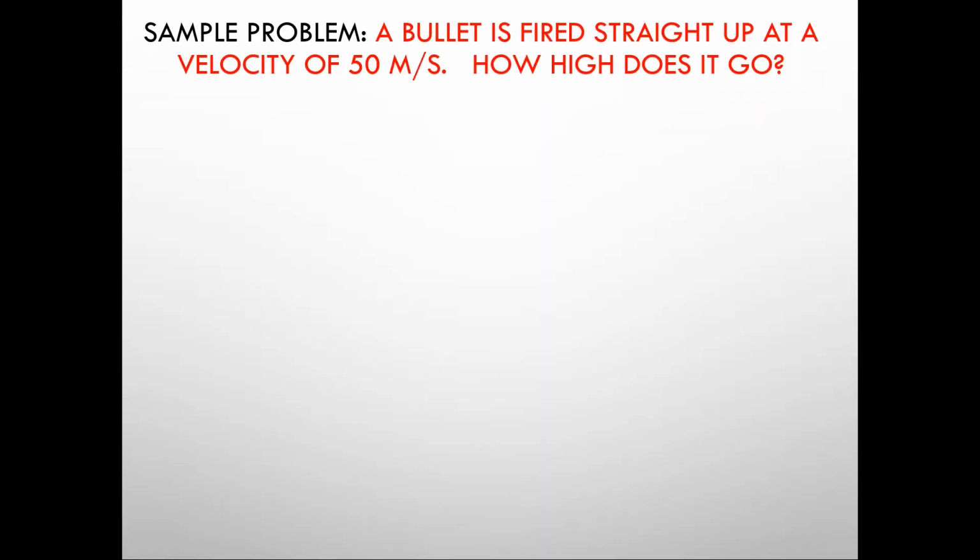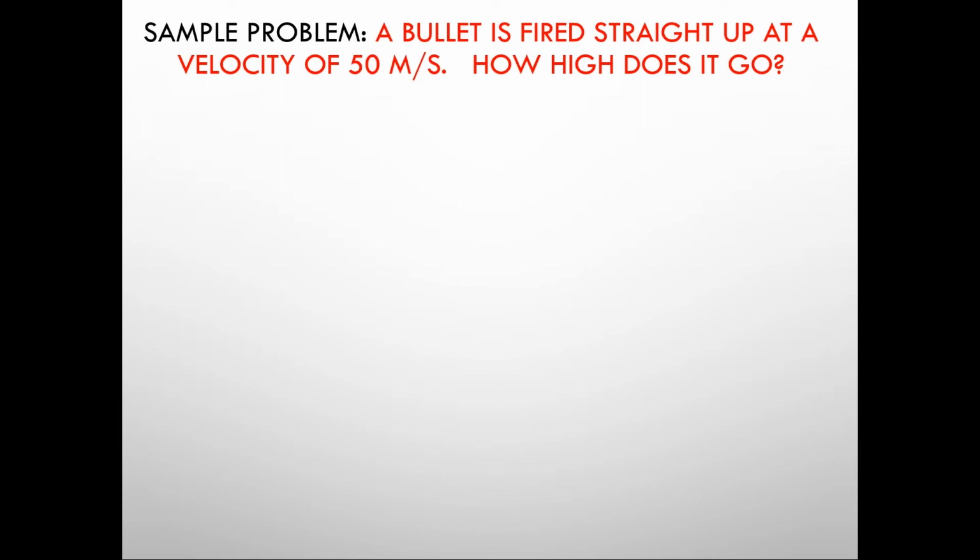Looking at one example here, a bullet is fired straight up at a velocity of 50 meters per second, and the question is, how high does it go? Whenever we have a question like this, it's a good idea to list all of the things that you know first, as well as what you're looking for, and then we can compare that list to the equations that we saw previously, trying to determine which equation will be the best for a given scenario.